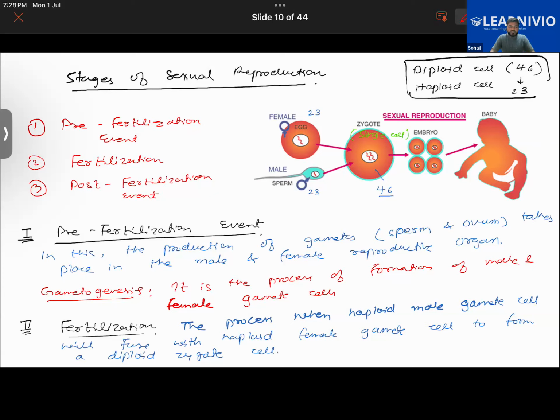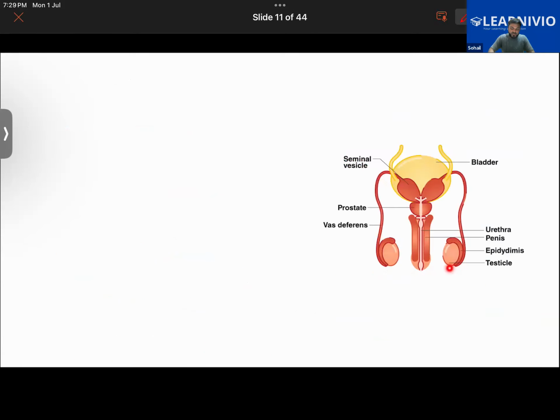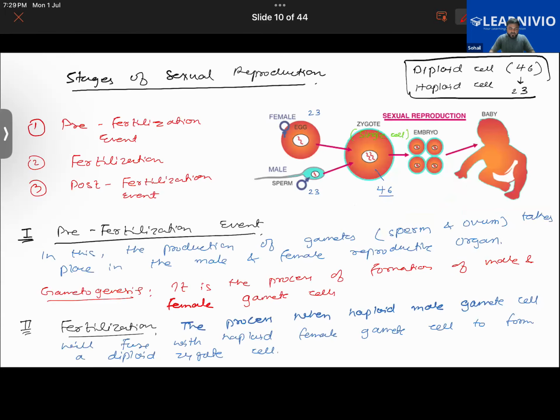When the male child has reached puberty, the sperms will start to be produced. Getting it now? Testes are there, you'll be learning about it later on. Testes are in the male reproductive organ and are responsible for sperm production, and sperm production will not take place until the male child has reached the age of 12. So all that is the event before fertilization. Getting it?